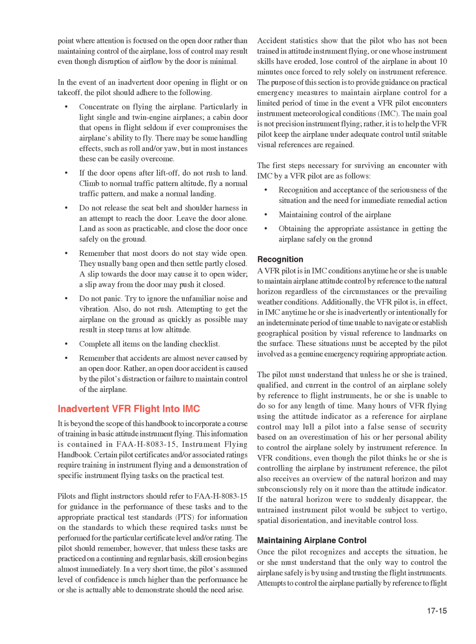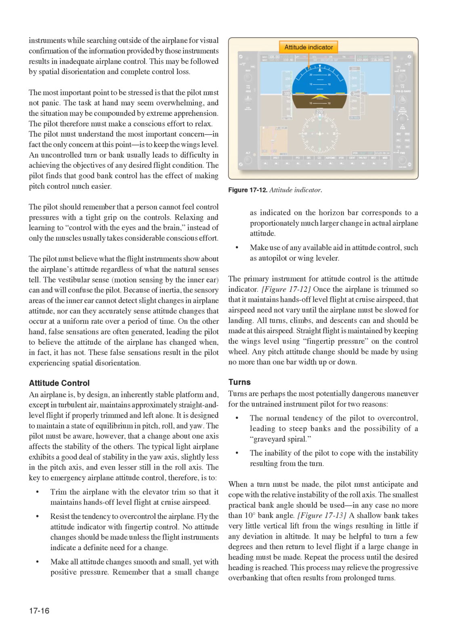Maintaining airplane control. Once the pilot recognizes and accepts the situation, he or she must understand that the only way to control the airplane safely is by using and trusting the flight instruments. Attempts to control the airplane partially by reference to flight instruments while searching outside of the airplane for visual confirmation of the information provided by those instruments results in inadequate airplane control. This may be followed by spatial disorientation and complete control loss.